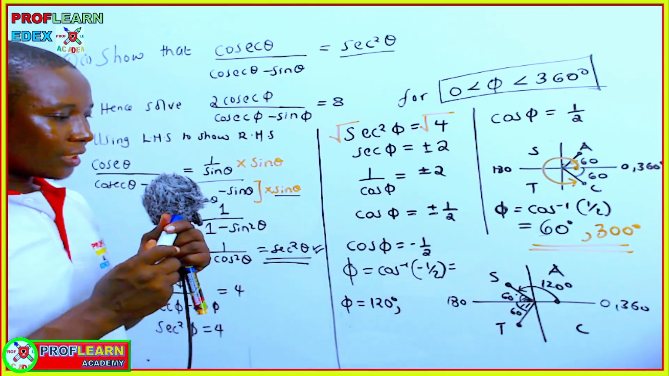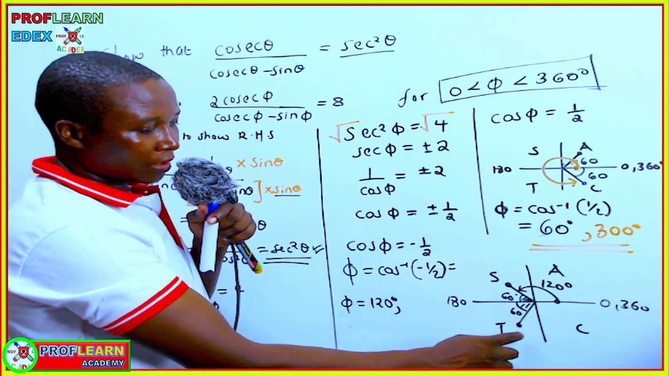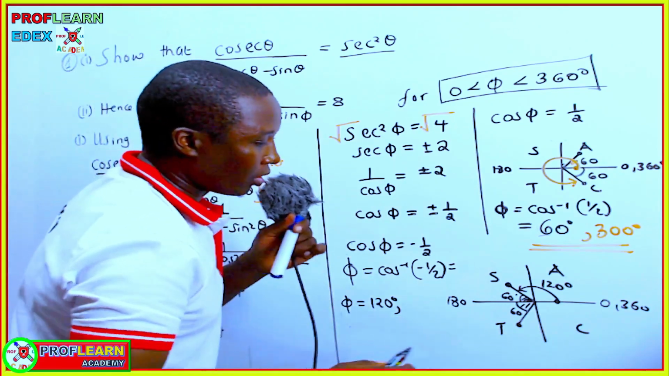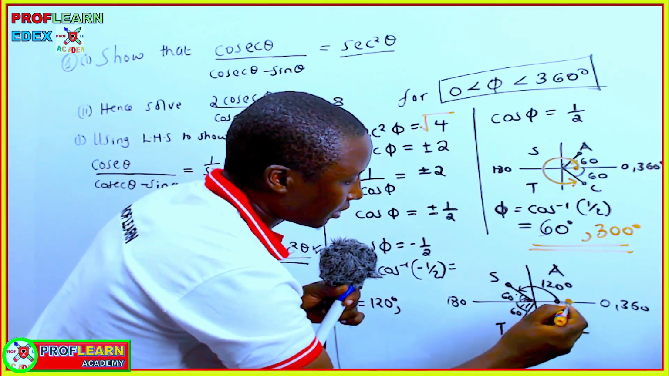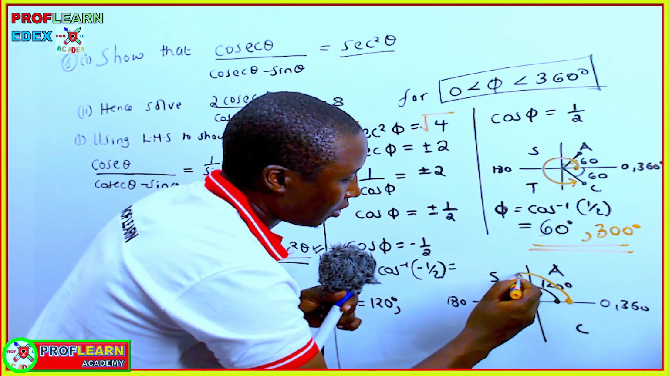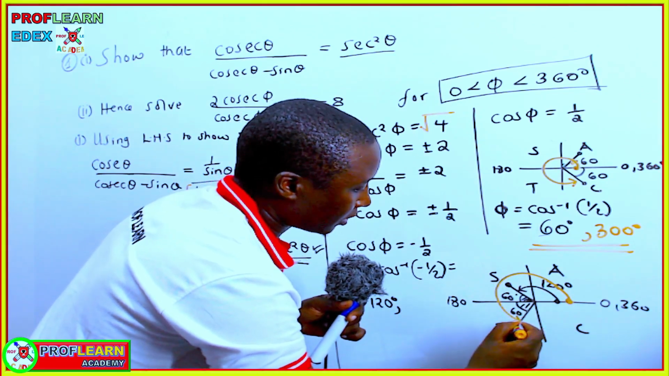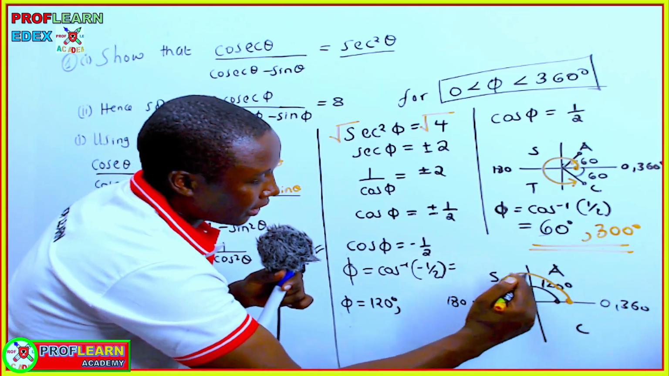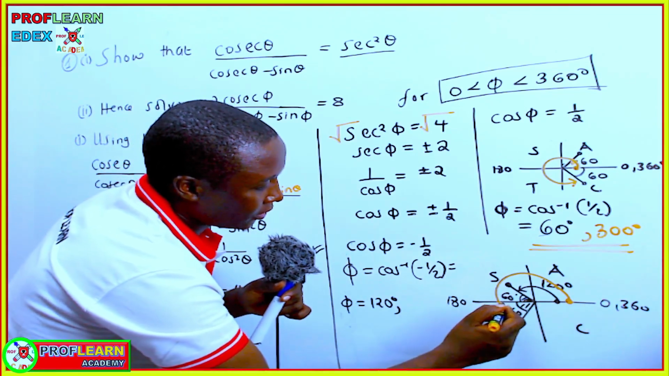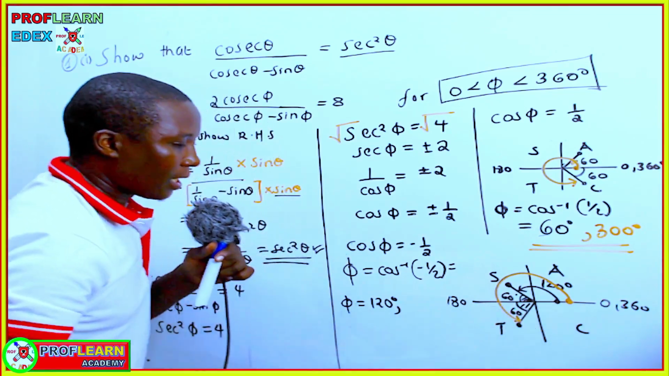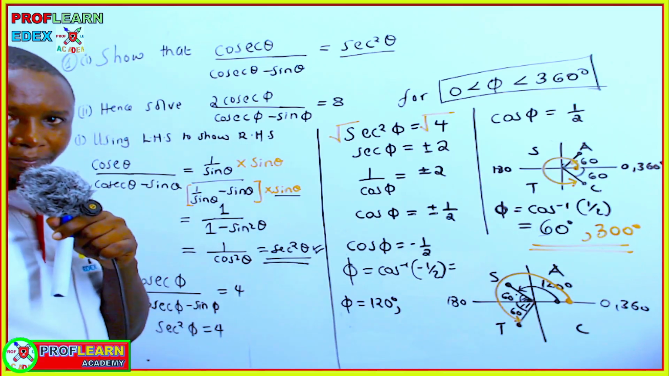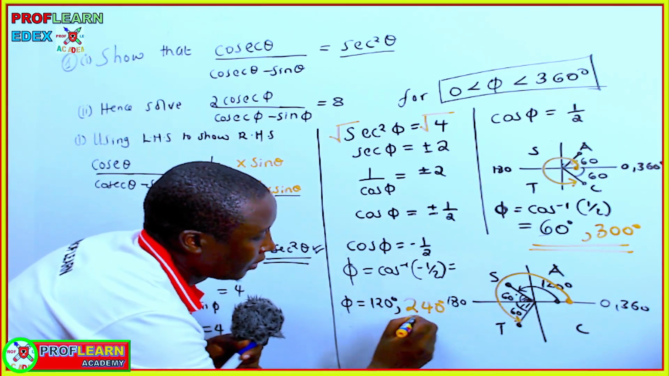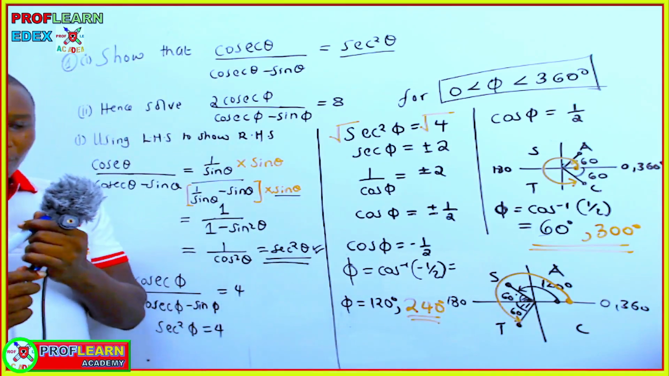The second angle is the angle that is going to be in the third quadrant, which means that we are going to measure that angle from the x-axis moving all the way to the third quadrant. So what will be that angle? That angle will be the entire half up to this point, which is 180, plus 60. That is going to translate to 240 degrees.